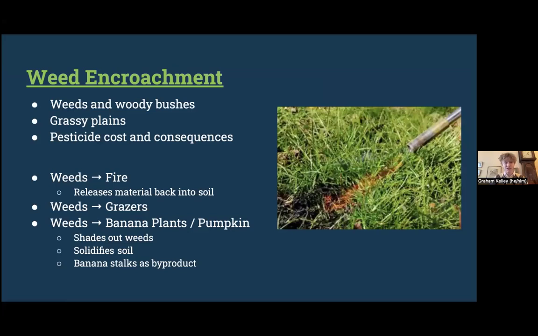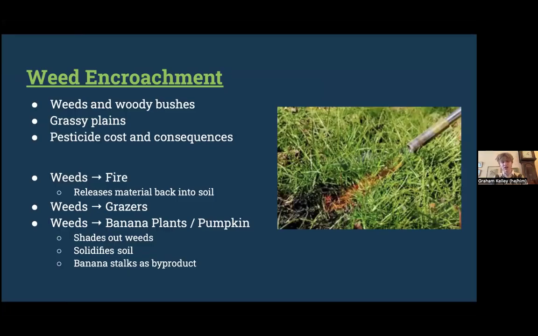Weed encroachment. Weeds and woody bushes, as I've mentioned before, especially invasive ones, were just so common in this area, not only on our cinder cone, but everything around us was grassy plains. For these grassy plains, you can use pesticides to wipe out all the weeds on the cinder cone. And those pesticides will probably work really well. They'll probably kill every weed that's on that cinder cone. And typically we would use something like Roundup.